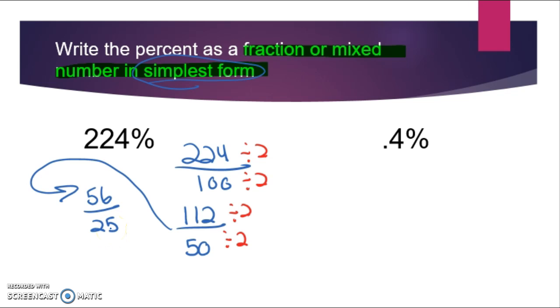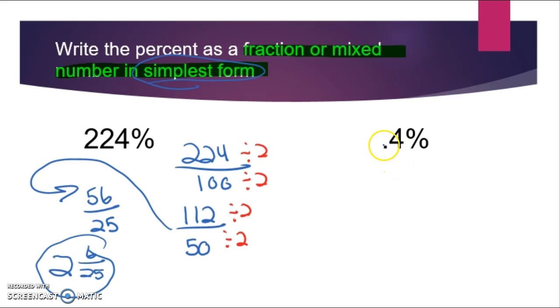I can take, let's see, the only things that go into 5 are 1, obviously, 5. Let's see, 6. I think that is as low as I can go. So then I ask myself, how many times does 25 go into 56? It goes in 2 times, and I have 6 over 25 left over. Let's make sure I can't simplify that anymore. What goes into 6 is 3. 3 does not go into 25, so this is going to be my final answer.